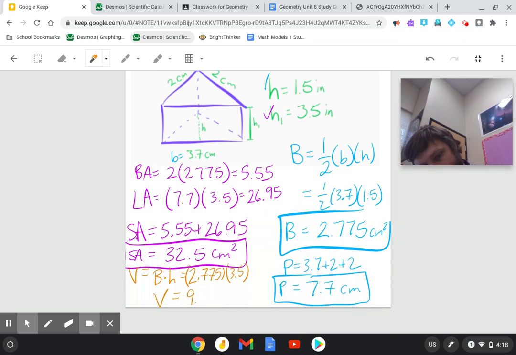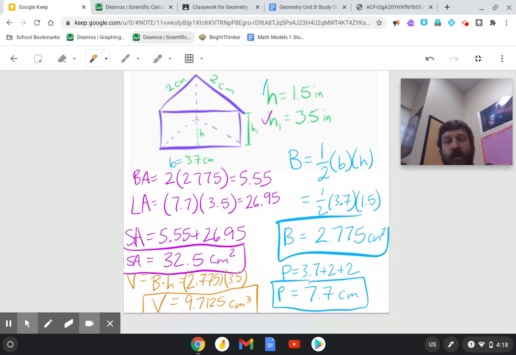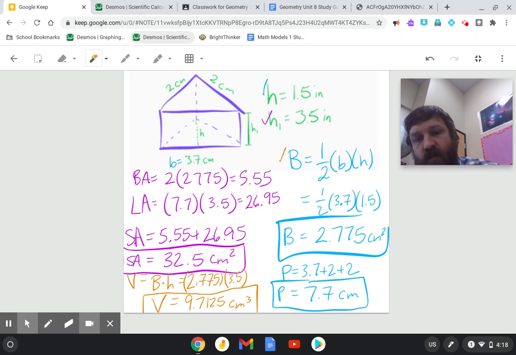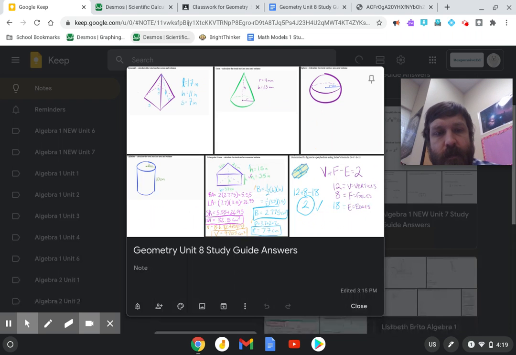9.7125. And that's centimeters cubed. All right, so that's it for triangular prisms. You will see a triangular prism on the test, so make sure you study that down, get that down, especially the formulas for the base and perimeter of the base.